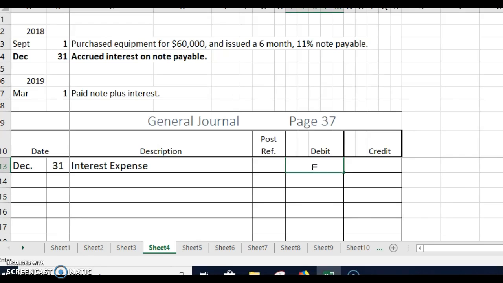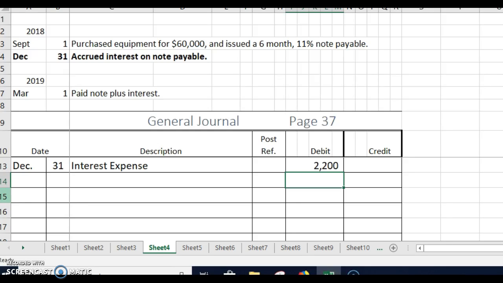And the calculation for the interest expense is going to be the principal, $60,000, times the rate, 11%, and then times the time, because $60,000 times 11% will give you a whole year of interest, because 11% is the annual rate. We're not paying a whole year, we're paying interest for September, October, November, and December, so 4 months. So we'll go 4 divided by 12, and that'll give us the interest expense.